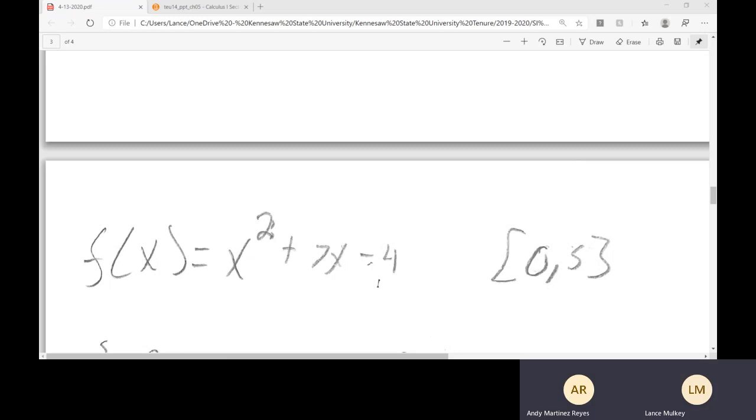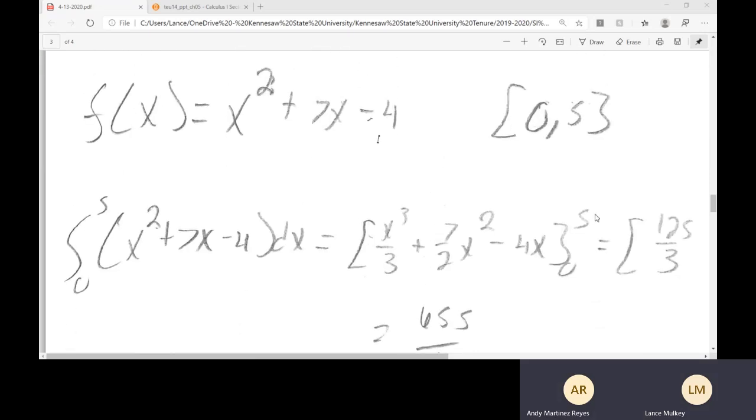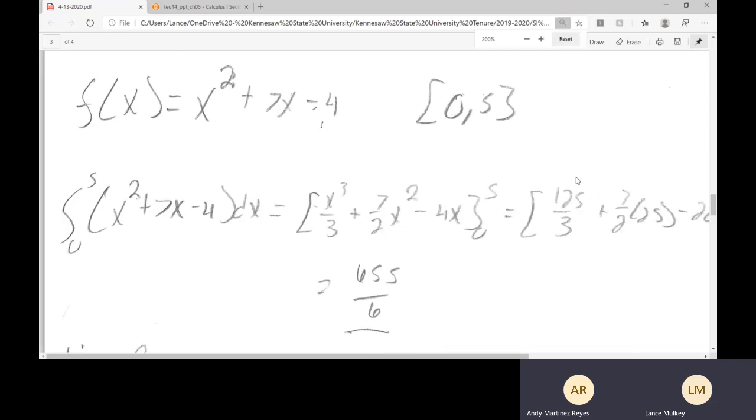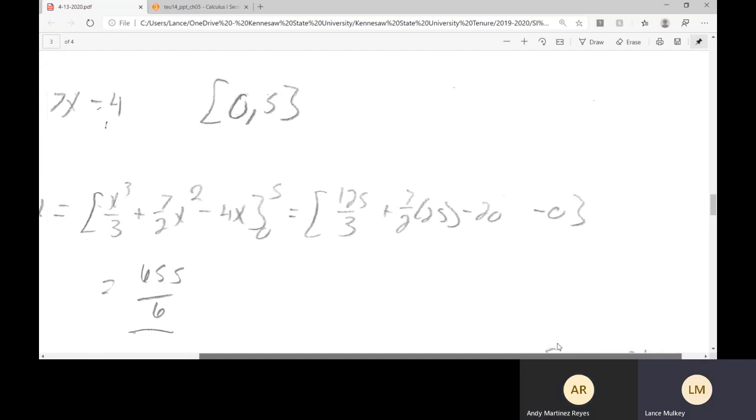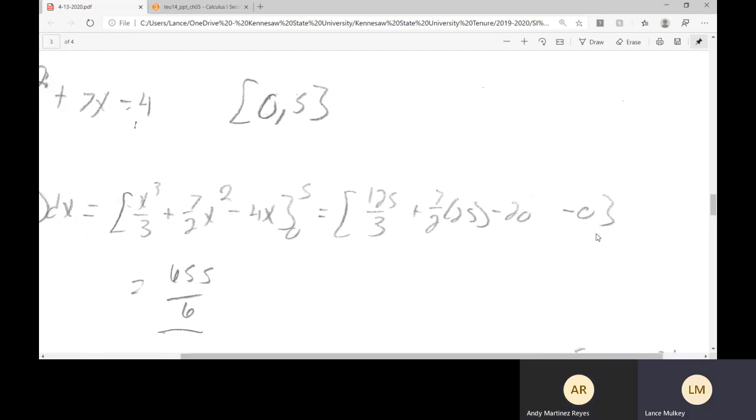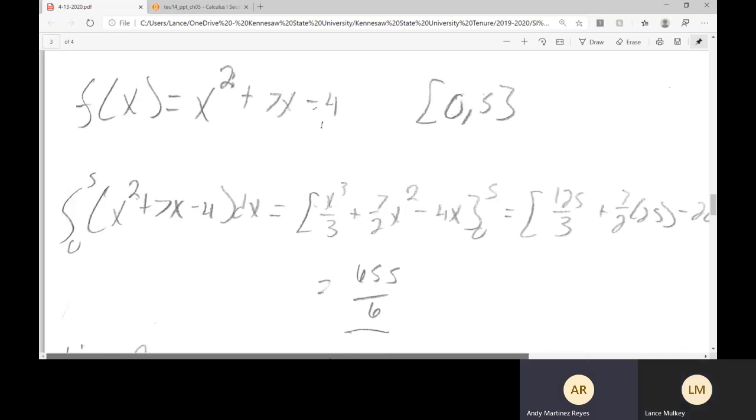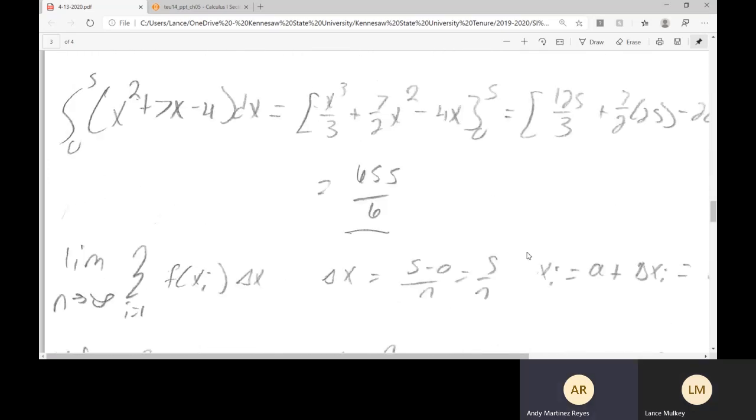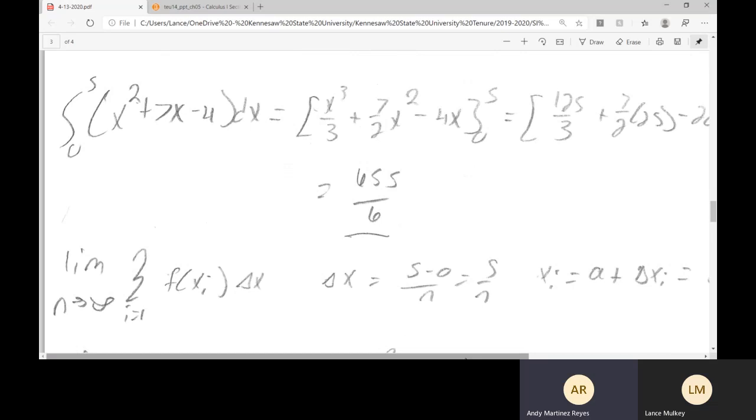Did you get the definite integral yet? Yeah, I got the definite integral or the equation. 41. So you get execute. This is your antiderivative, right? Yep. So you plug everything in. The right-hand side turns to 0, so you don't have to worry about that. Over 6. Yeah, that was a big fraction. Yeah, 655 over 6.